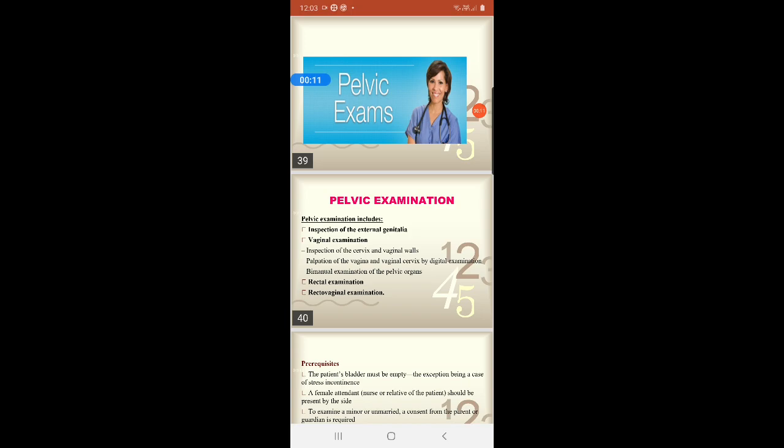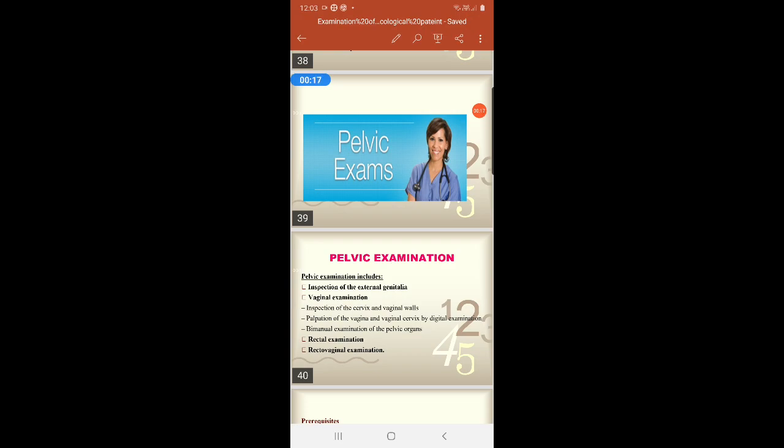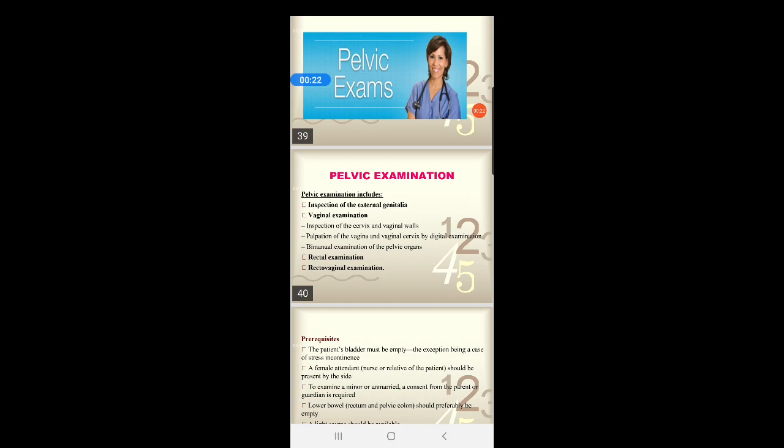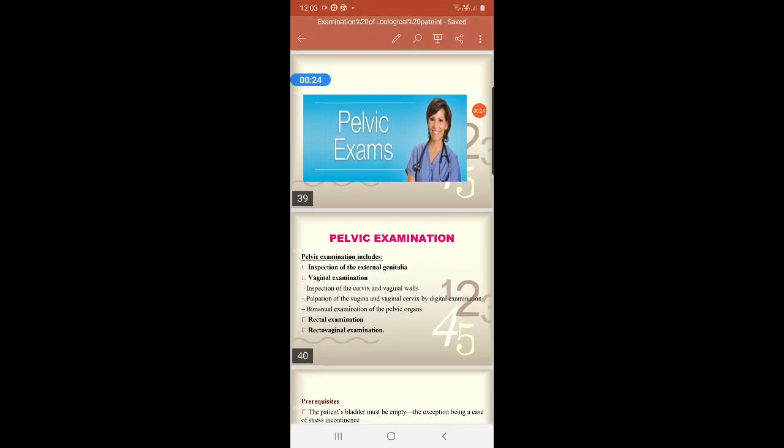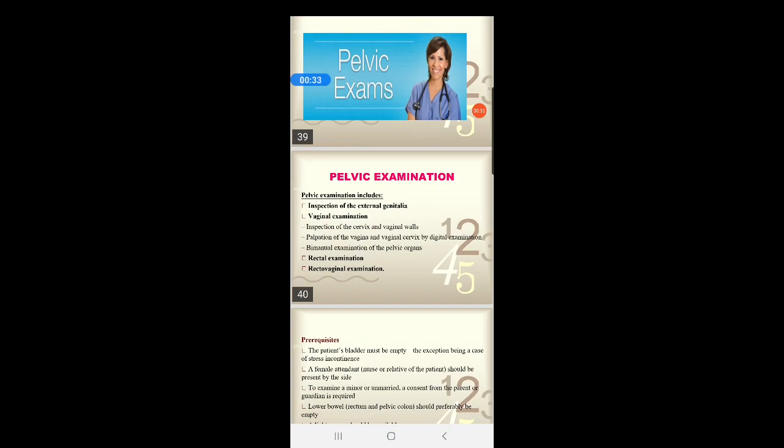So coming to the continuation of gynecological examination of a patient, we have covered the history taking, the breast examination method, and the abdominal examination. The next point is the pelvic examination, which is a very important part of a gynecological examination of a patient. We will be dealing with how to perform the pelvic examination, the different types of bimanual examination, and its complete procedure.